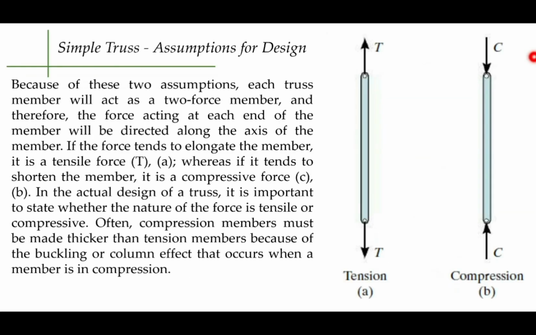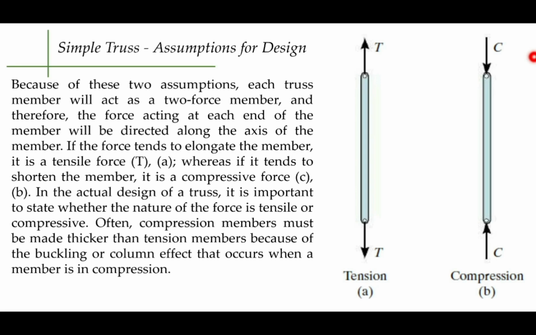Now because of the two assumptions provided a while ago, each truss member will act as a two force member, and therefore the force acting at each end of the member will be directed along the axis of the member. So if the force tends to elongate the material, then it is a tensile force, whereas if it tends to shorten the material, it is a compressive force.